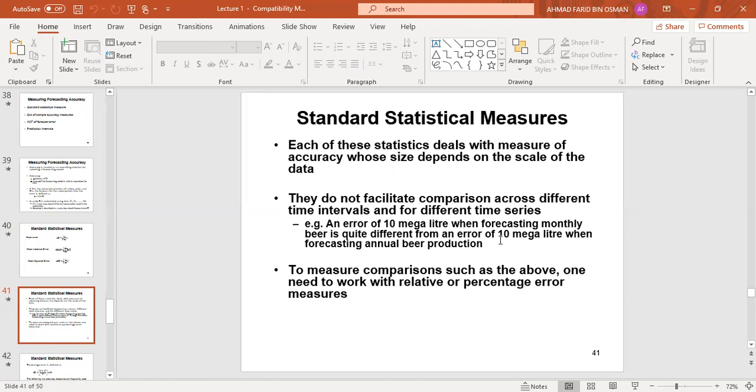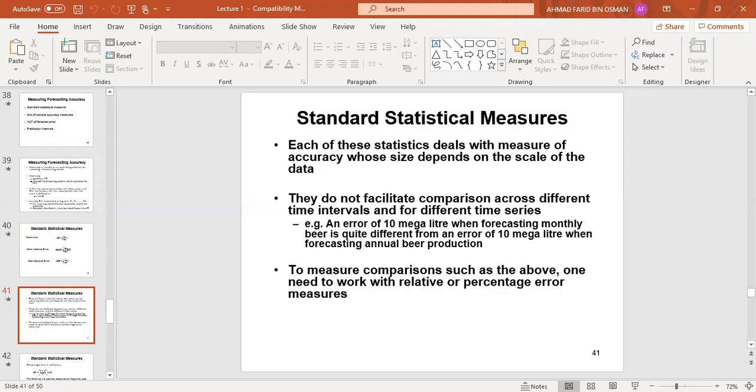But for the other case, where we produce a forecast for annual data, the size of error is 10, but the actual value is 1,000. So it is only 1%. So although the size of error is exactly the same, equal to 10, our forecast accuracy is better for the annual data, because the size of error is just 1% instead of 10%. So to make comparisons such as the above, one needs to work with relative or percentage error measures.